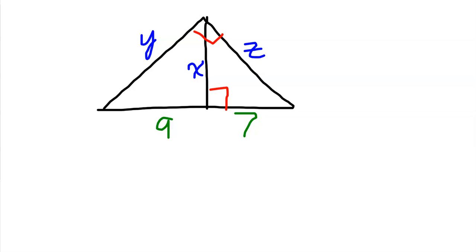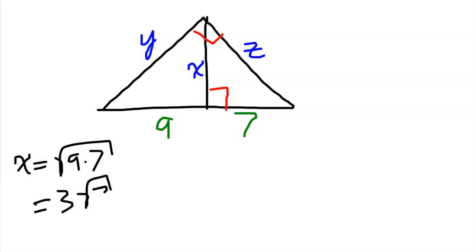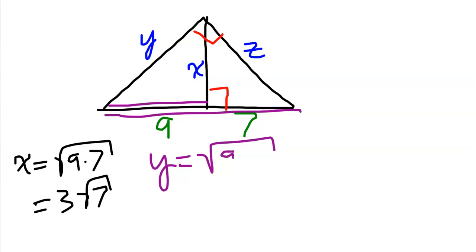So here are some very familiar processes. x is the geometric mean of the two segments of the hypotenuse. Square root of 9 is 3, so x is 3 root 7. y is the geometric mean of the segment of the hypotenuse that's closest to it, as well as the entire hypotenuse. So that is the geometric mean of 9 and 16, which is square root of 9 is 3, square root of 16 is 4, and overall then y equals 12.